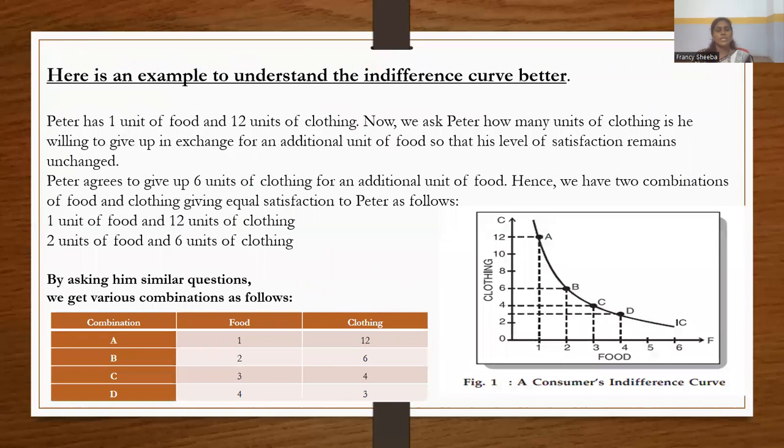Here is an example to understand the indifference curve better. Peter has 1 unit of food and 12 units of clothing. Now, we ask Peter how many units of clothing he is willing to give up in exchange for an additional unit of food so that his level of satisfaction remains unchanged. Peter agrees to give up 6 units of clothing for an additional unit of food. Hence, we have 2 combinations of food and clothing giving equal satisfaction to Peter as follows. 1 unit of food and 12 units of clothing, graphical representation, 2 units of food and 6 units of clothing. By asking him similar questions, we get various combinations as follows.